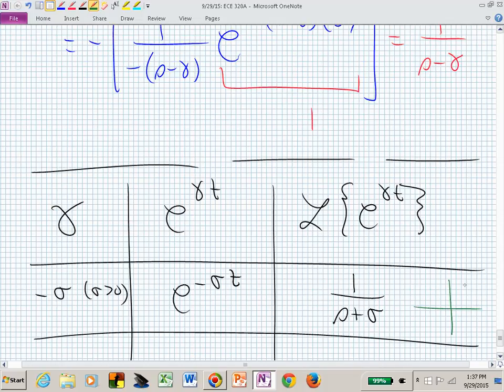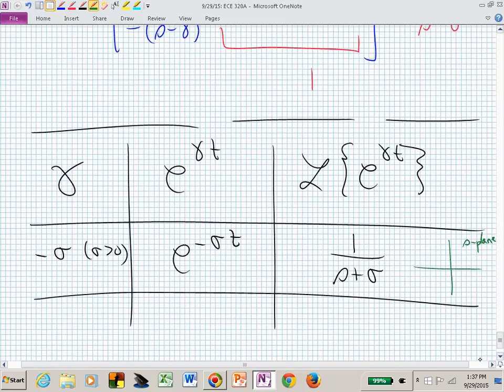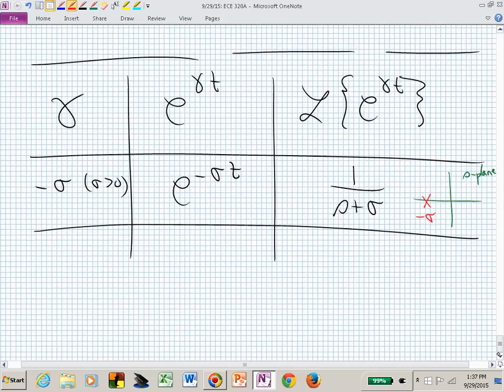If we sketched the s-plane, do I have any zeros in that ratio? Do I have any values of s that cause the numerator to vanish? Are there any s's in the numerator? No. So there are no zeros. Do I have any values of s that cause the denominator to vanish? What value of s will cause that to vanish? Negative sigma. So that would give me a pole at minus sigma. And that pole is in the left half plane. That will become important information.